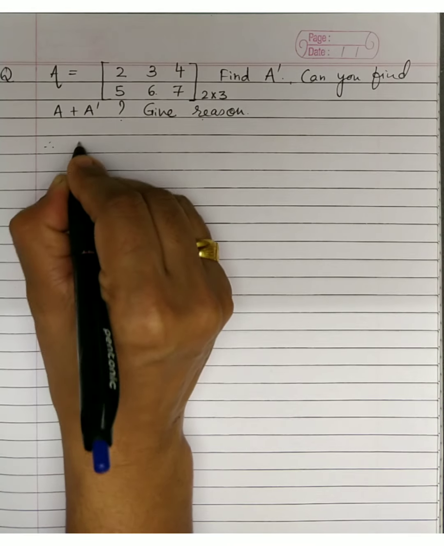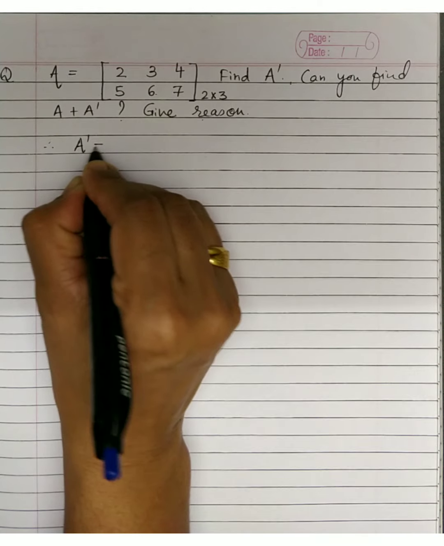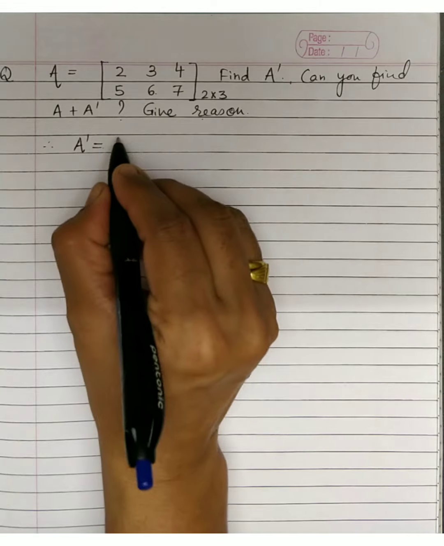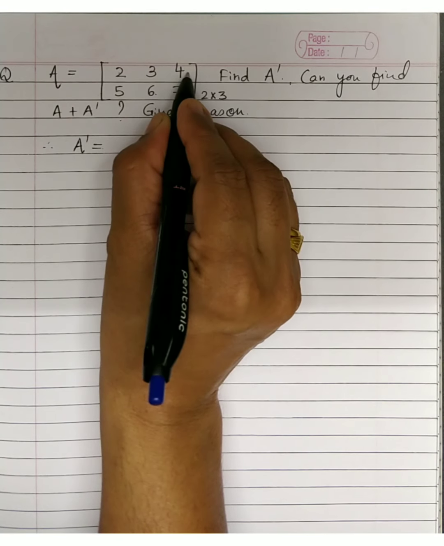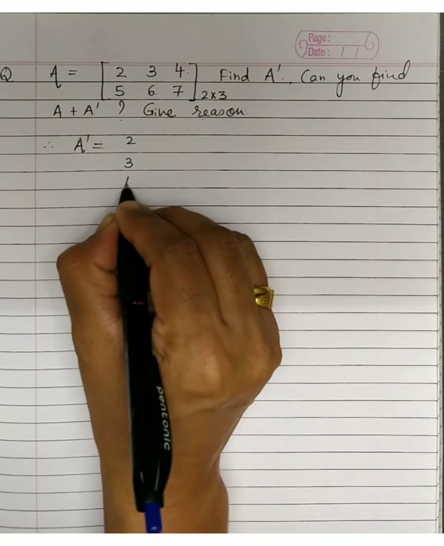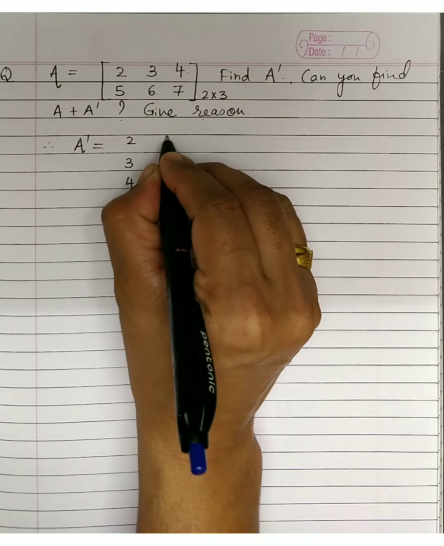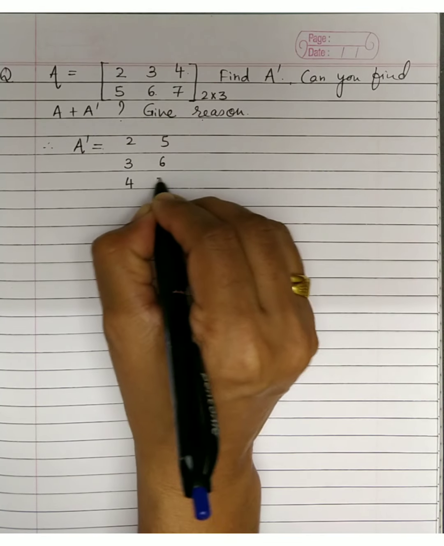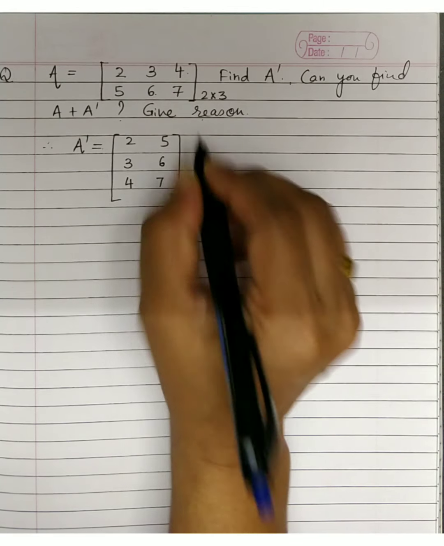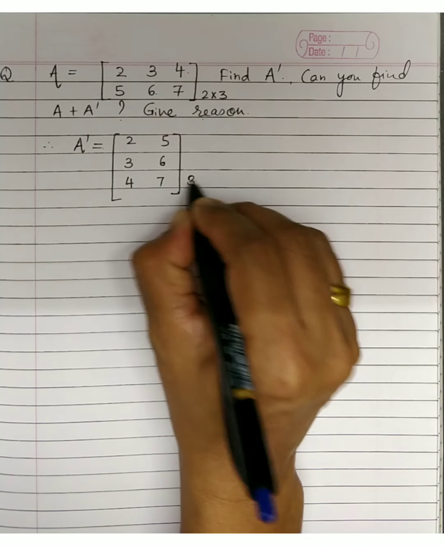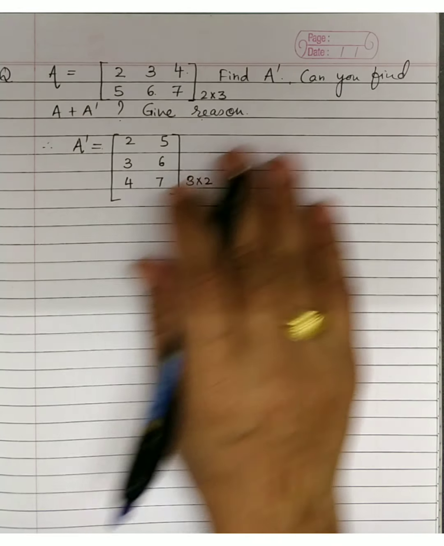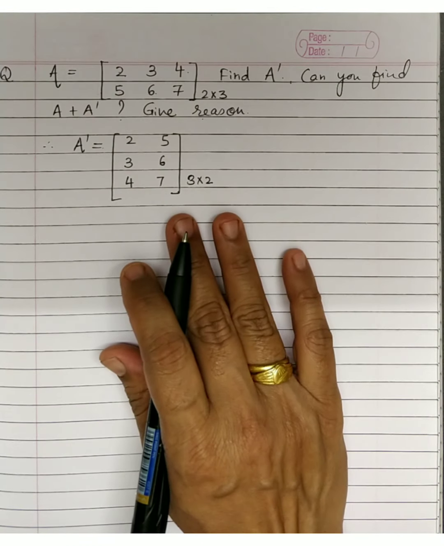Therefore, what will be the matrix A dash or transpose of A? What will be the order of this? 3 by 2, right? So, first row 2, 3, 4, make it a column. 2, 3, 4. Second row 5, 6, 7. Again make it a column. Easy way. There is no question of confusion here. And what is the order of this matrix now? 3 by 2.